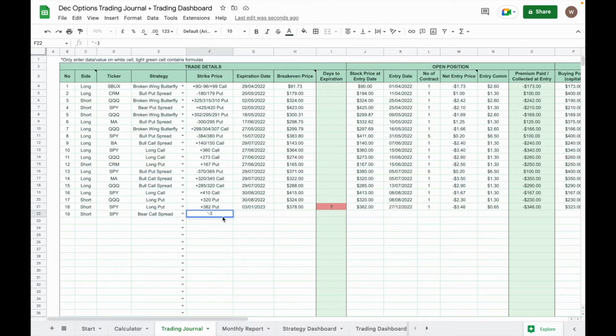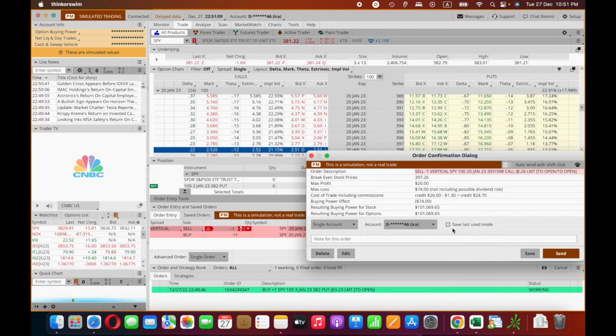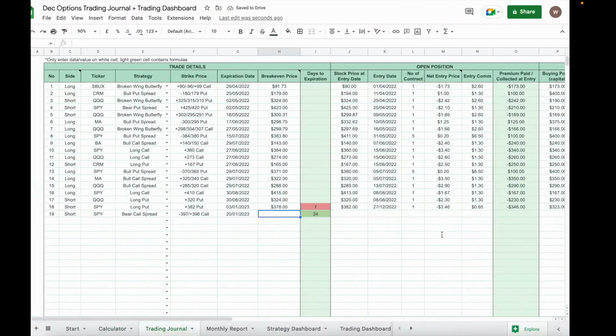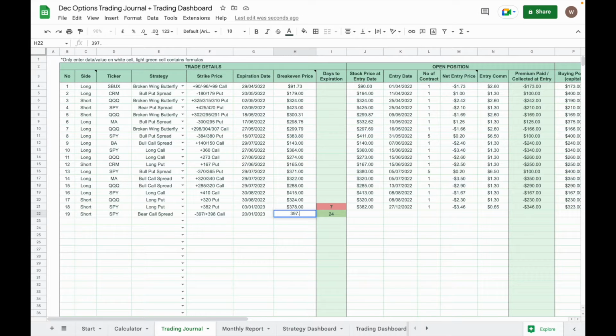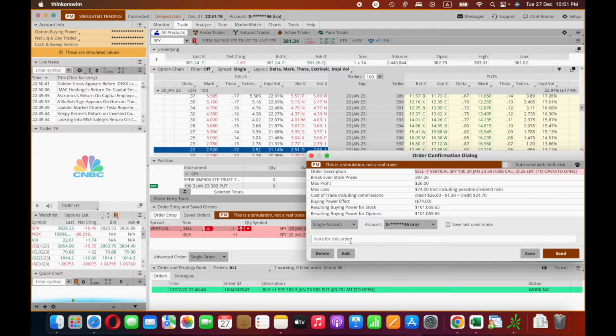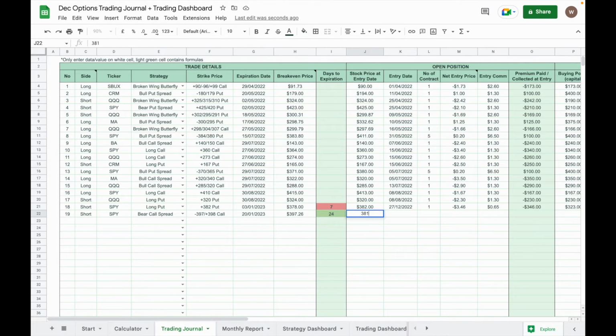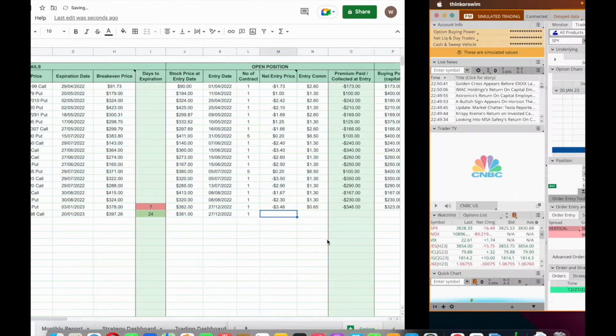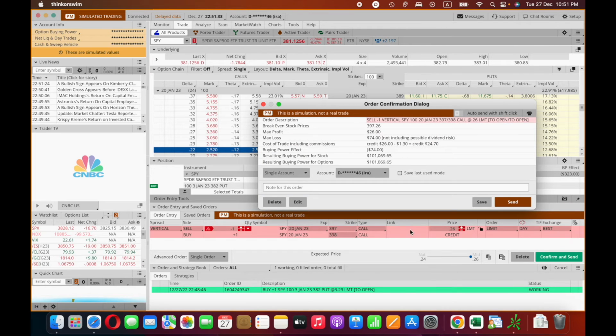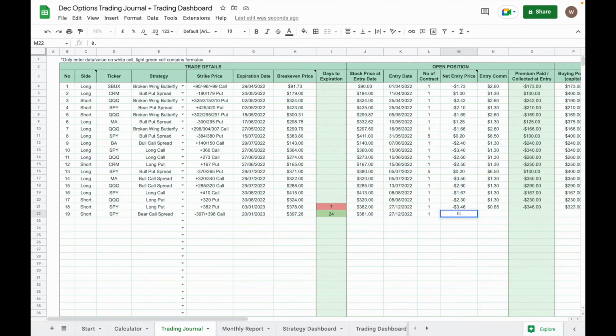Here I will record 397 and then I buy 398 call. So my break-even price is around 397.26. Stop price at entry is 381. My entry date is 27th of December with one contract. So for this trade, I will receive a credit of 26 cents. So when I receive a credit, just put in the price without any minus sign.